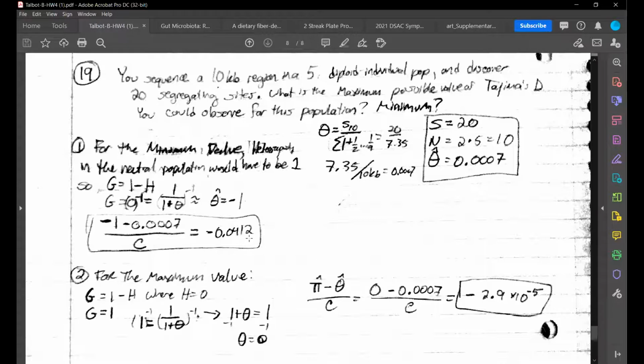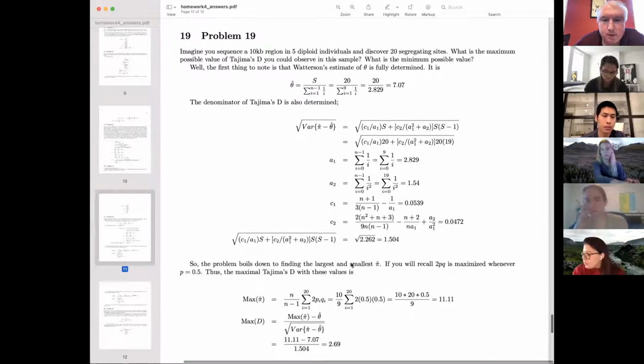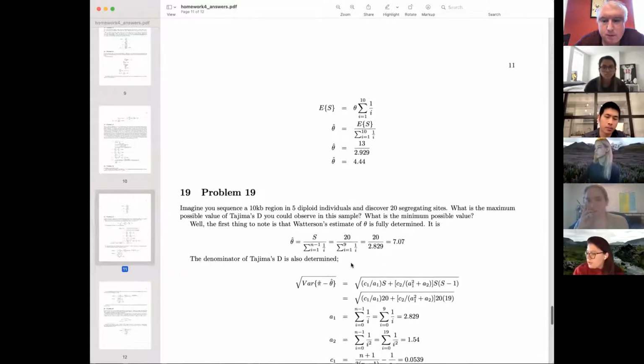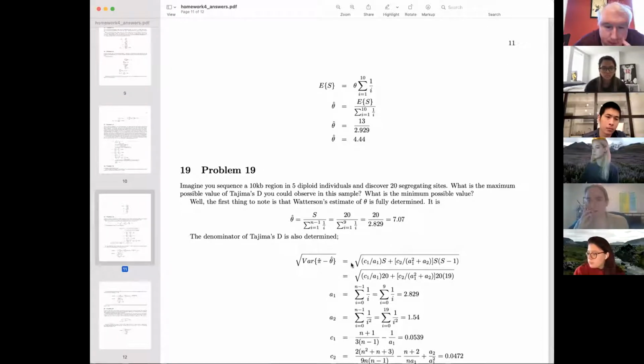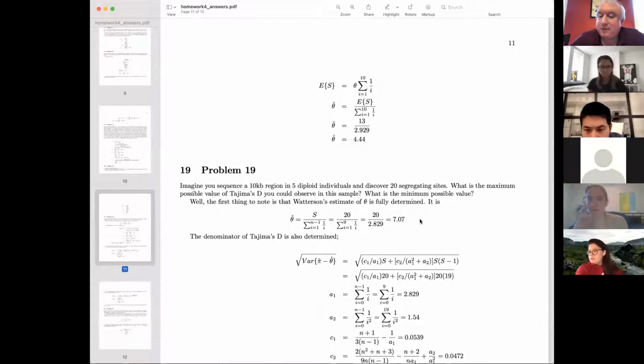Does this make sense? Can I ask a question? Yeah. Couldn't you still discover heterozygosity could be 0 at segregating sites just because you observe it that way? No, because the word segregating here means I have observed variation.